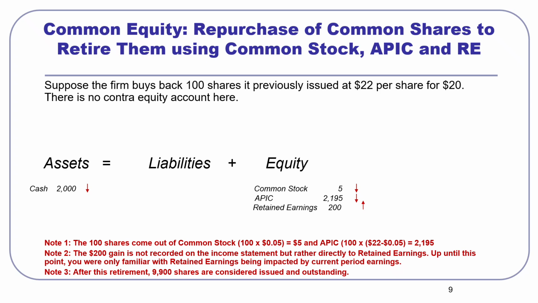Don't worry about why it is the case that you saw economic gain for repurchases with treasury method go to APIC, but now with a retirement it goes to retained earnings. They're both equity accounts. Note 3 shows that after retirement, 9,900 shares are both issued and outstanding because retirement means the shares no longer exist.